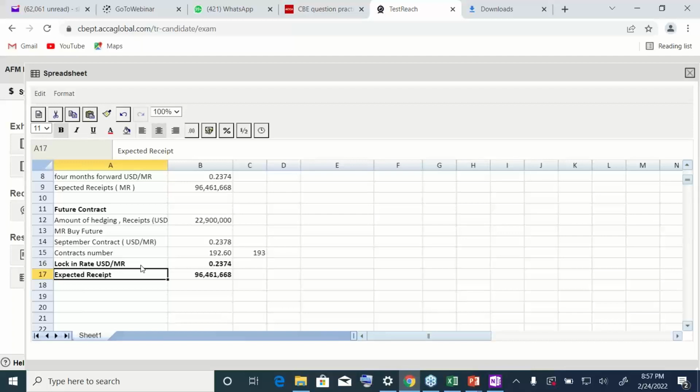This formula will be applicable in all of the scenarios of currency future. Only in currency future. In interest rate future, it will be used in a slightly different way. I will explain in the second half of today's session. So guys, how to solve today's question? You will not be solving in this way. The expected receipt will be solved in a different way.